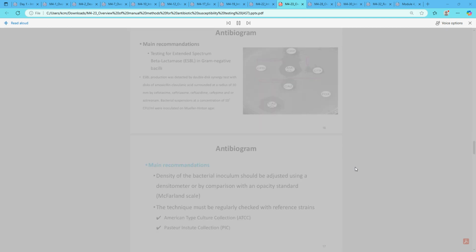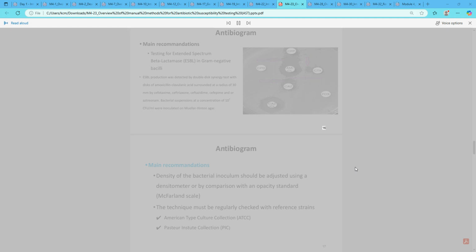Antibiogram. Main recommendations: testing for extended spectrum beta-lactamase, ESBL, in gram-negative bacilli. ESBL production is detected by double-disc synergy test with discs of amoxicillin clavulanic acid surrounded at a radius of 30 millimeters by cefotaxime, ceftriaxone, ceftazidime, cefepime, and or aztreonam. Bacterial suspensions at a concentration of 10^7 CFU/ml were inoculated on Mueller-Hinton agar.